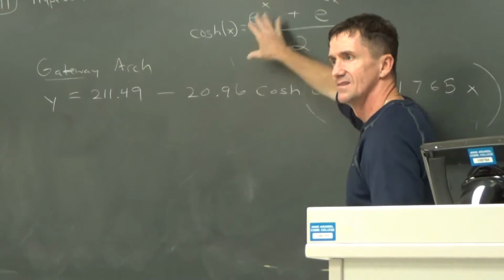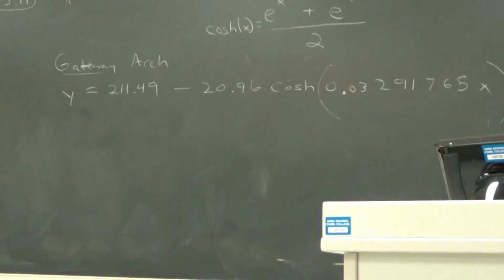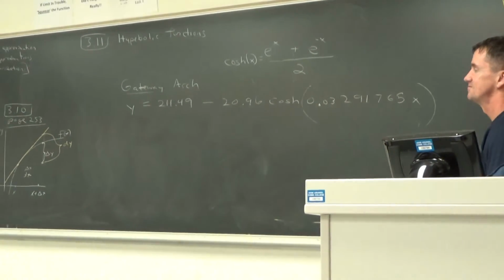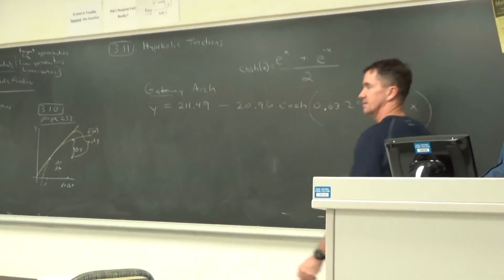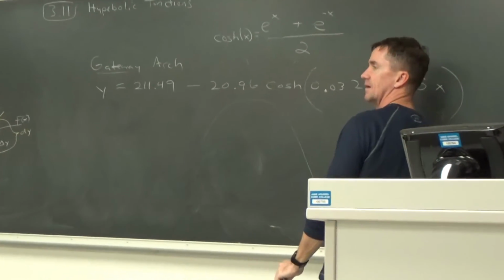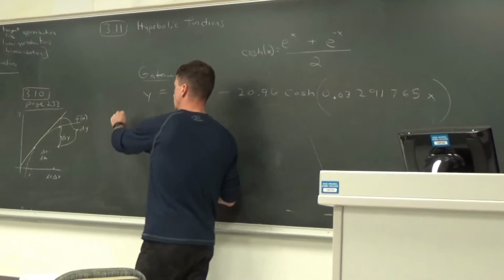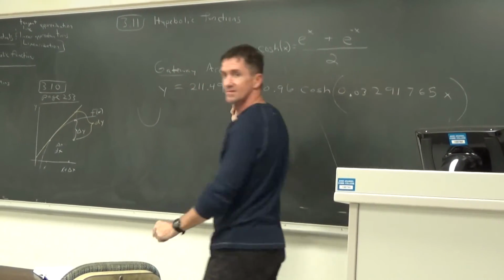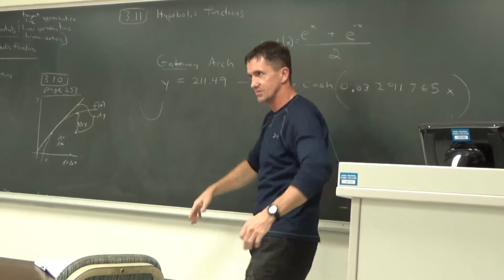0.03291765 times all that. Right? That's what they're saying, right? But how does it look? It's got a what? It's like that. But you saw the cosine graph, right? Didn't it go like this? Well, what's in front of that? Negative. So that's cool.